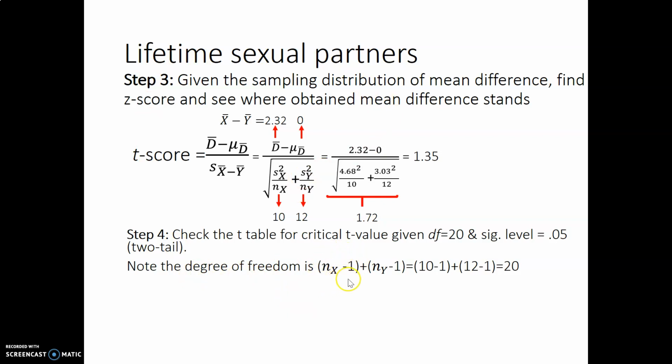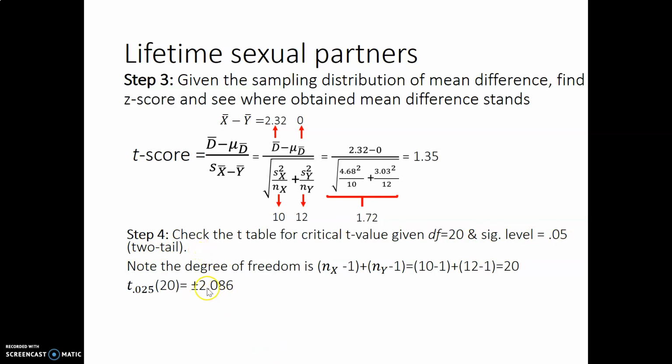Again, the degree of freedom for this t-test is the sum of the degrees of freedom for each sample. So here we have men sample size 10 minus 1, the degree of freedom for men, and same thing for women. And this gives us 20 as the degree of freedom for our independent t-test. And then we want to find the critical t-value for this degree of freedom of 20 at a significance level of 0.05 with a two-tailed test design.